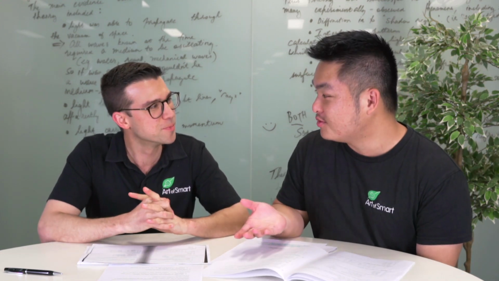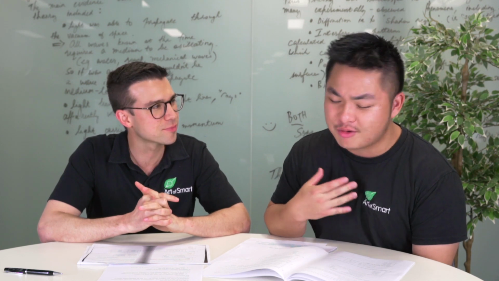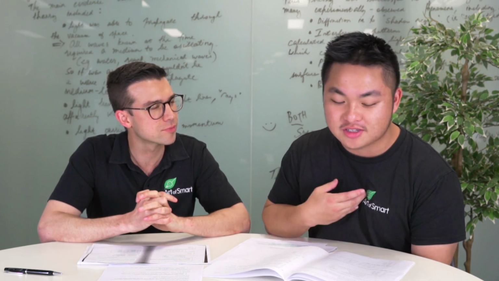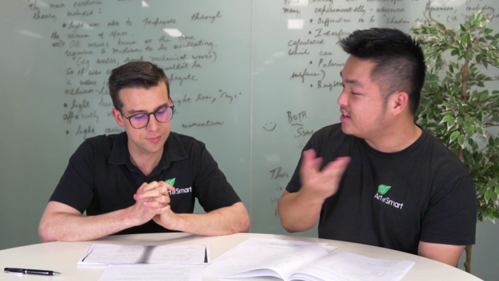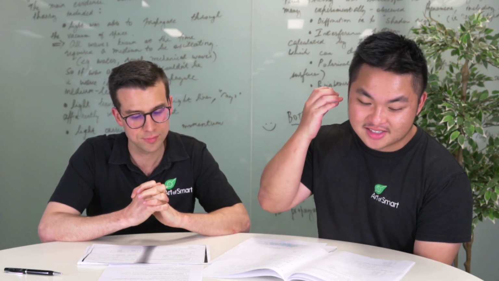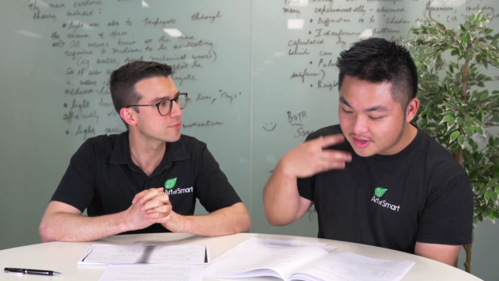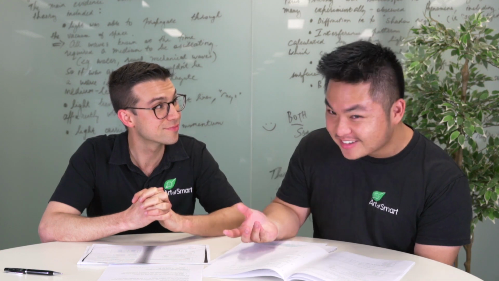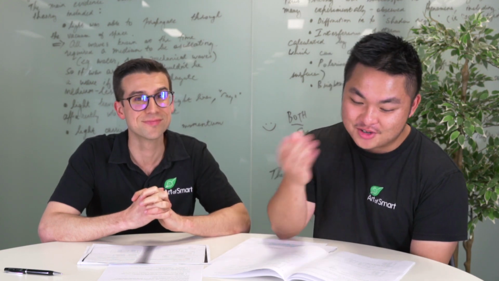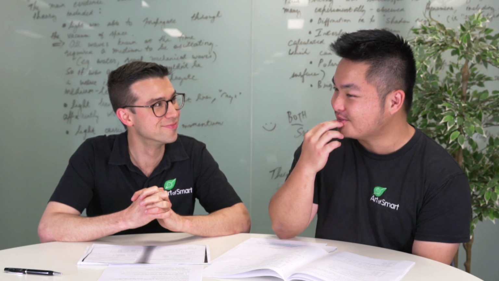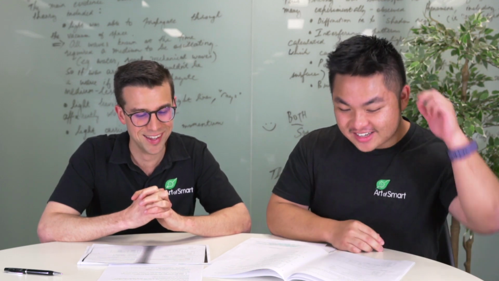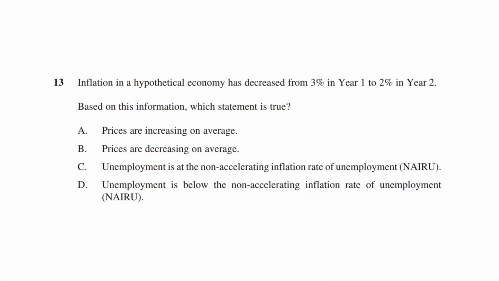13 has been done before, I think. It has. Was quite recent as well. I think it was either 2015 or 16. So it must have been something which they felt they needed to test again. It still gets students, actually, probably shouldn't say this, but it still gets a lot of teachers. I've seen this question, probably answered it about 4 or 5 times for teachers. But it's a really interesting one. All it goes is inflation in a hypothetical economy has decreased from 3% in year 1 to 2% in year 2. Based on this information, which statement is true?